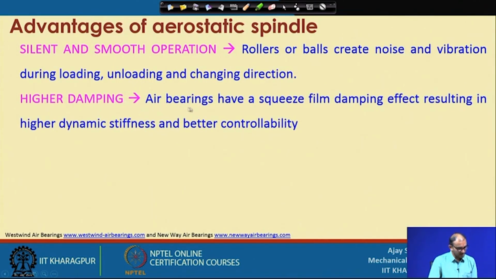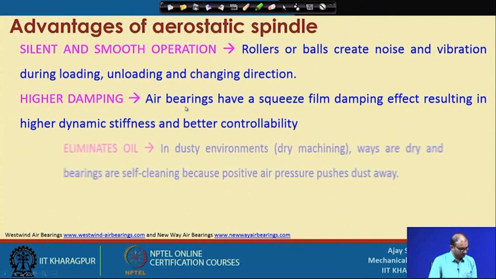Higher damping: the air bearings have the squeeze film damping effect, resulting in higher dynamic stiffness and better controllability. That means, as we have seen, if there is a variation in the forces, this air bearing will automatically adjust itself and there is no problem in the stiffness.